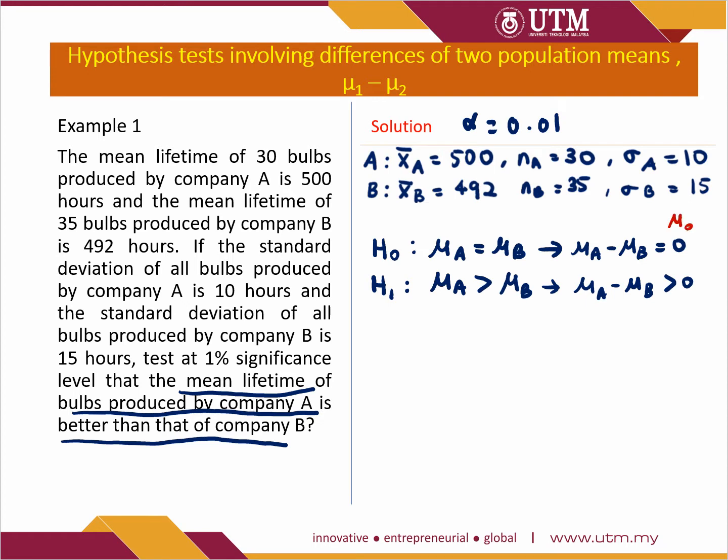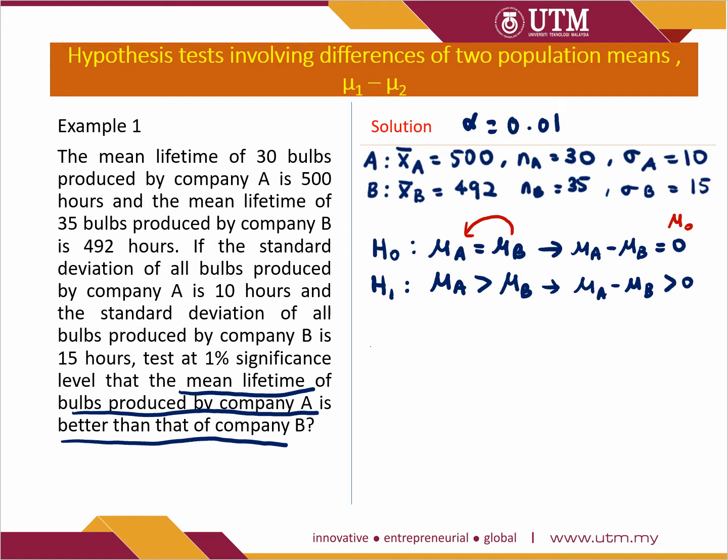So how did I make this hypothesis? I just brought mu B to the left hand side. So mu A minus mu B equals 0, and mu A minus mu B greater than 0. So we have made this hypothesis. The second part is that we have to identify the z-test, the test statistic.